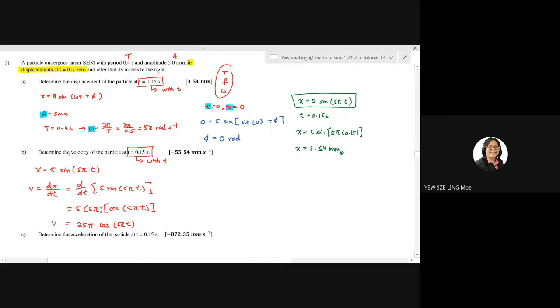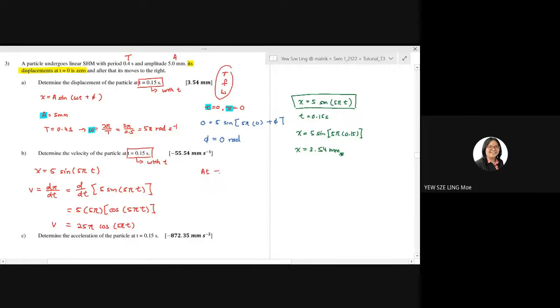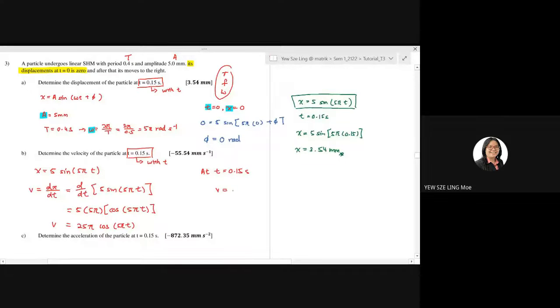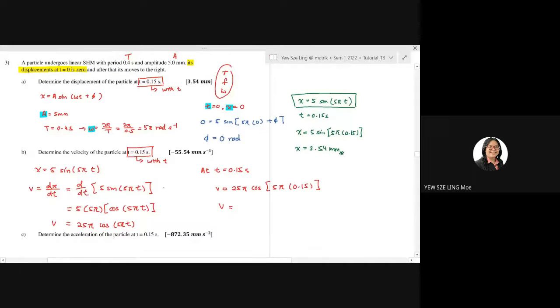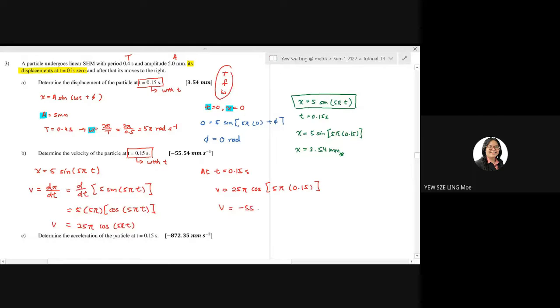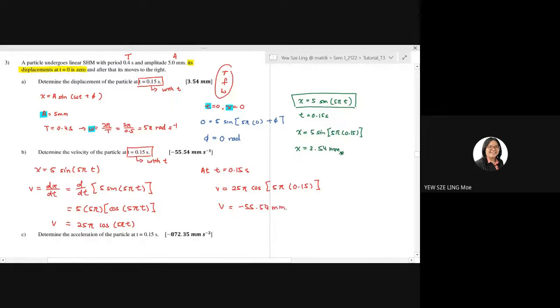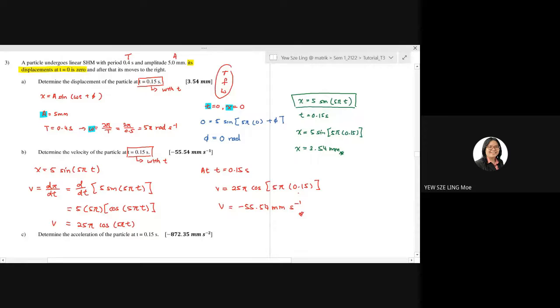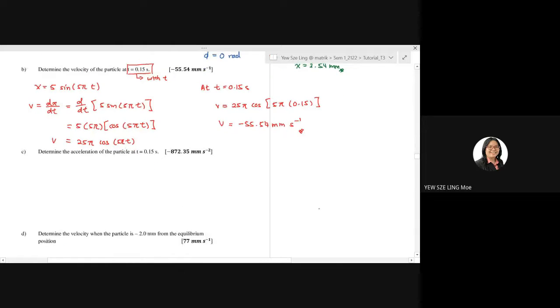So from here, we can then determine the velocity at time t equals 0.15 second. So at t equals 0.15 second, my v equals 25 pi cos 5 pi times 0.15. All right, so you press the calculator, you will then obtain negative 55.54 mm s^-1. So that is the answer, right? Once you have an idea on how to solve this type of question, actually it's very simple.